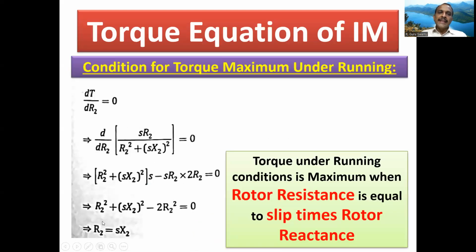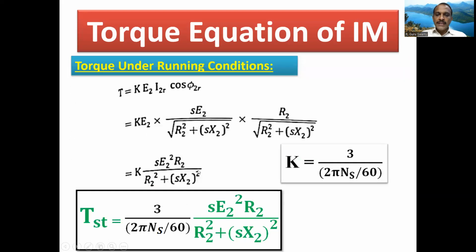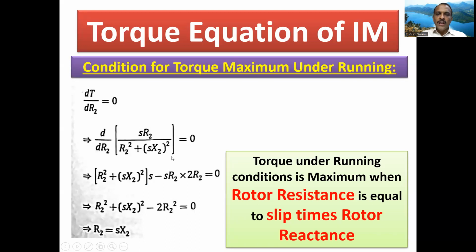Now what is the condition for maximum torque under running condition? Differentiate this with respect to R2 and equate to zero. I take this particular term and differentiate it using the u by v formula, so the numerator goes to zero. Previously we got R2 is equal to X2. Now we get R2 is equal to S times X2. That is the condition for maximum torque: resistance equal to slip times rotor reactance. Previously R2 was equal to X2, resistance equal to reactance of the rotor, but here the resistance of the rotor has to be slip times the reactance of the rotor.